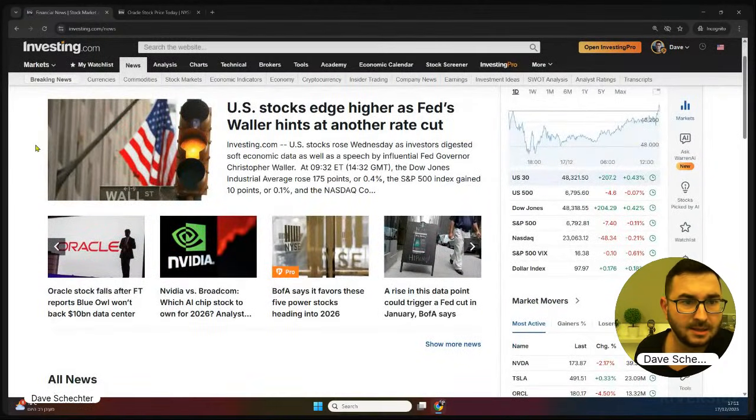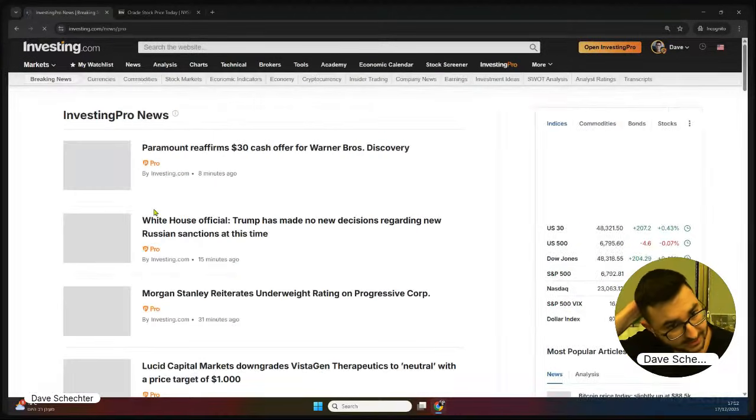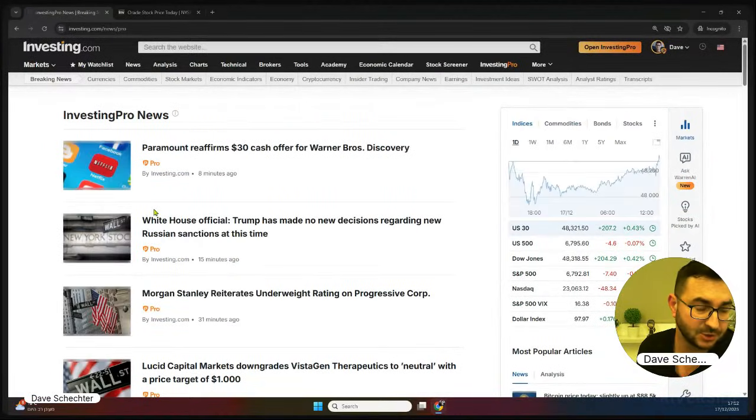Excellent. So if we hover over here, you see that there's a category called Pro News. This is a paywalled feature. You need an InvestingPro subscription in order to be able to access this news.